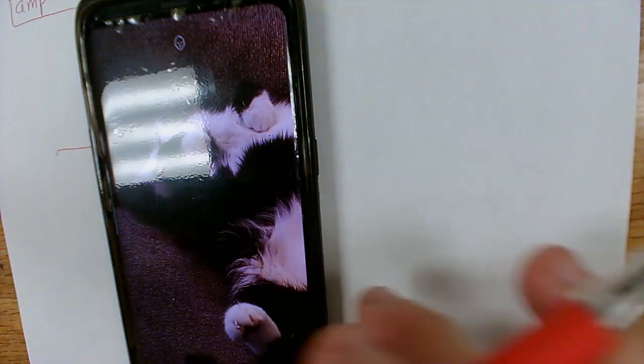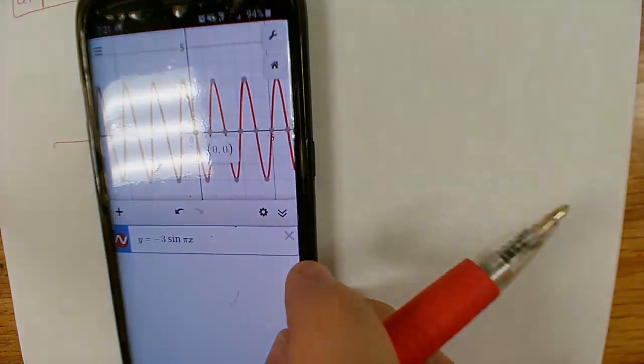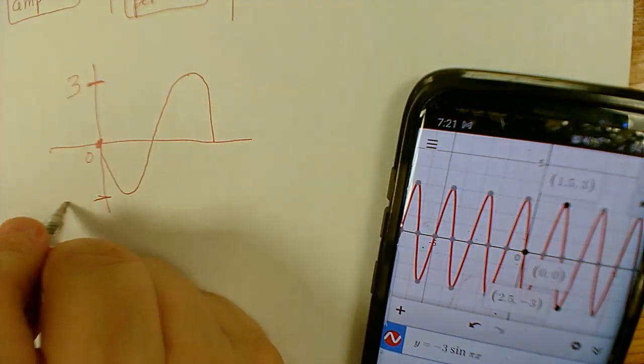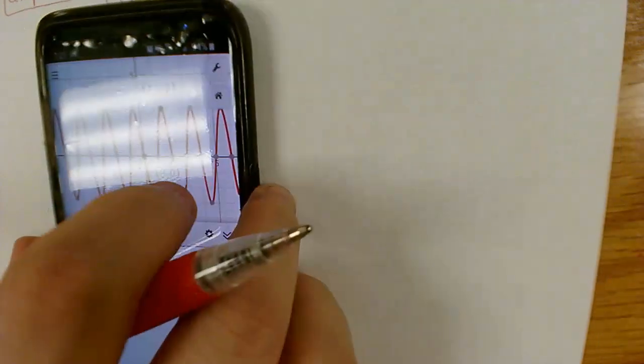But anyway, let's get the rest of this out of the way. The max is 3. The min is -3. And get these points out of the way.